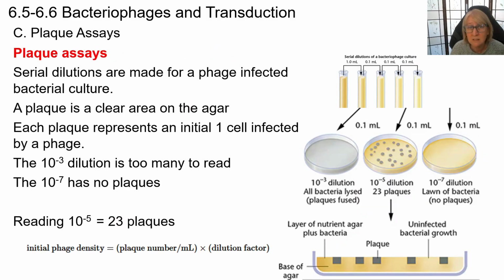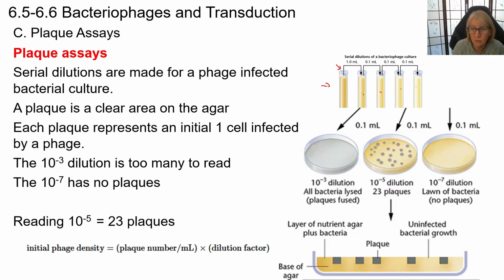We can look at this in a culture in the lab by doing something called plaque assays. Phages are really tiny. Bacteria are really tiny. We can't see this, but we can make serial dilutions of a bacteriophage culture and then see how it works on a plate of bacteria. So here I make a serial dilution, which means I start with a lot, and each time I increase the amount of water or solution per bacteriophage culture.